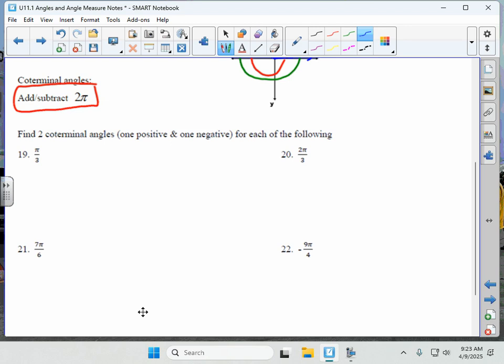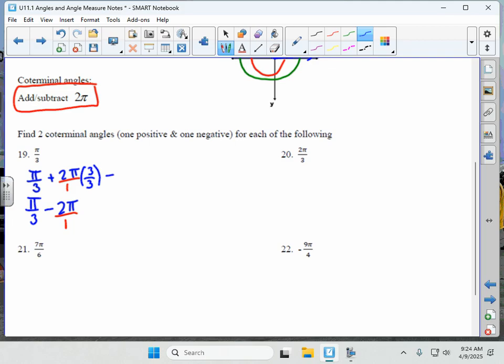So we're going to work with radians. Anytime they give you radians, we want to give our answers in radians. So pi over 3, we're going to add 2 pi, and then we're going to take pi over 3 and subtract 2 pi. So how do we do this with fractions? Well, we need to find a common denominator. And so the common denominator is 3, and we're going to multiply 2 pi by 3 over 3.